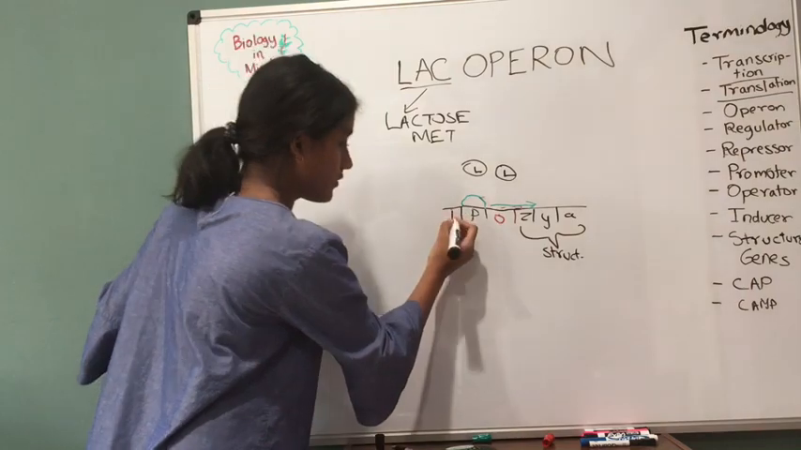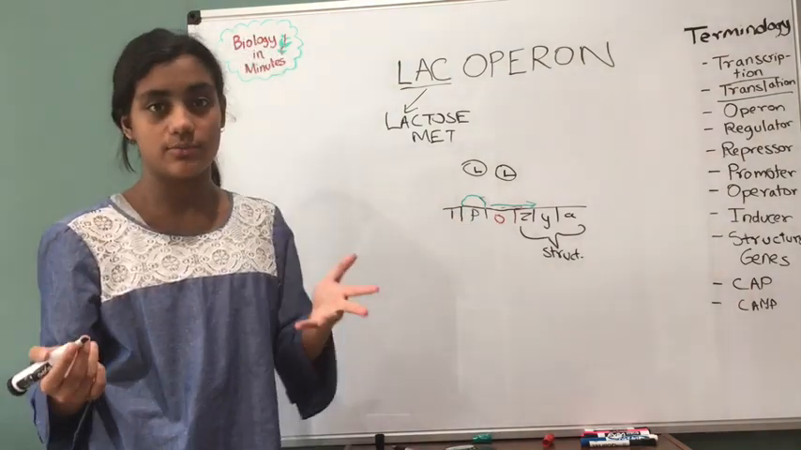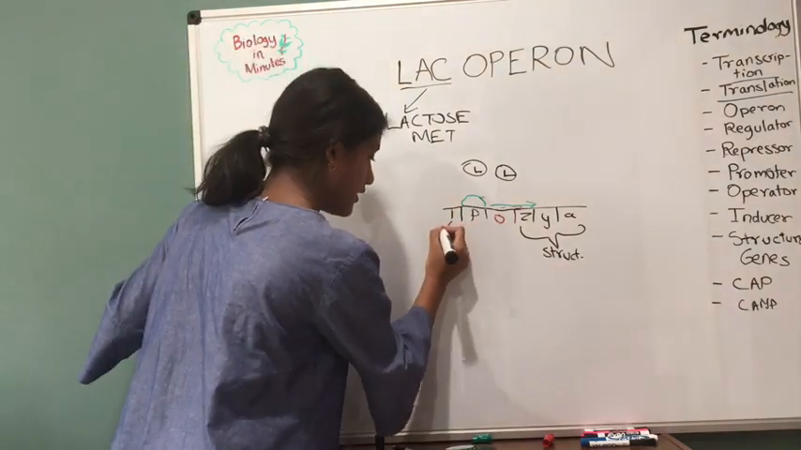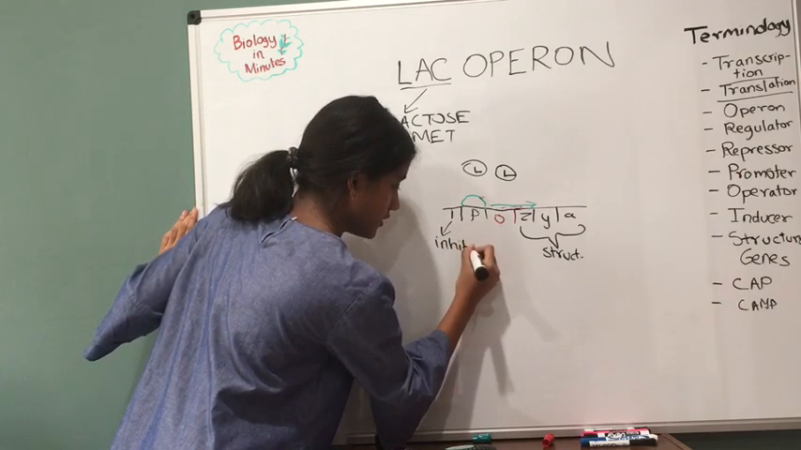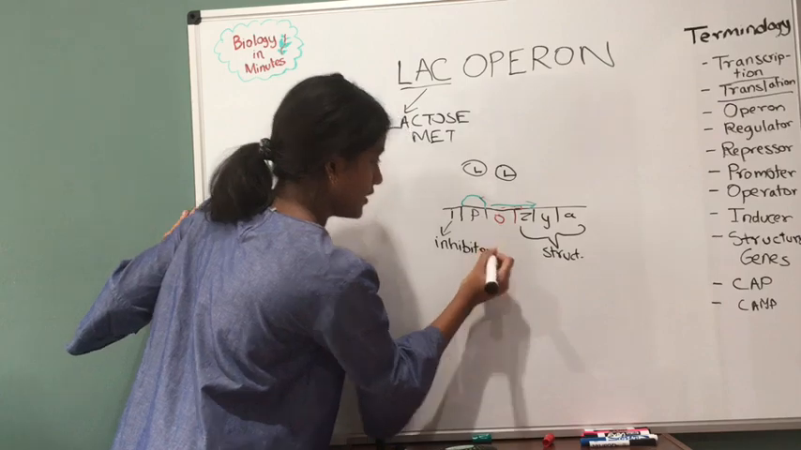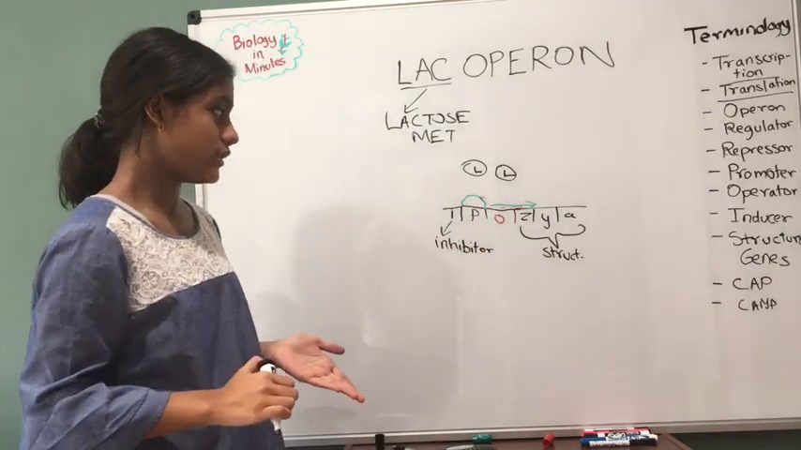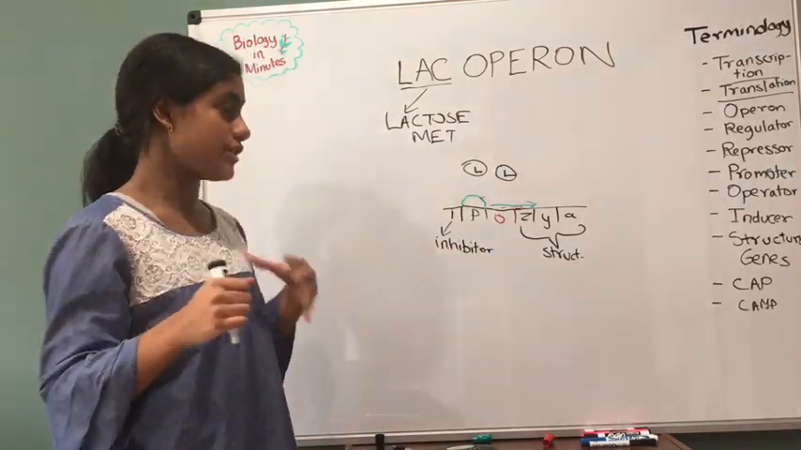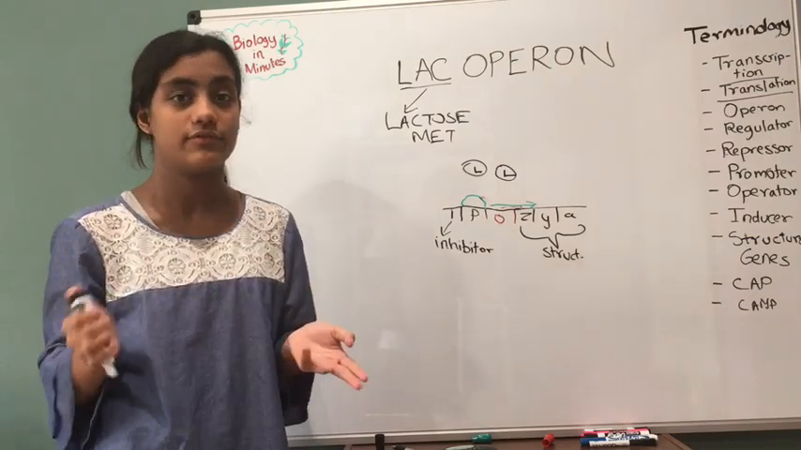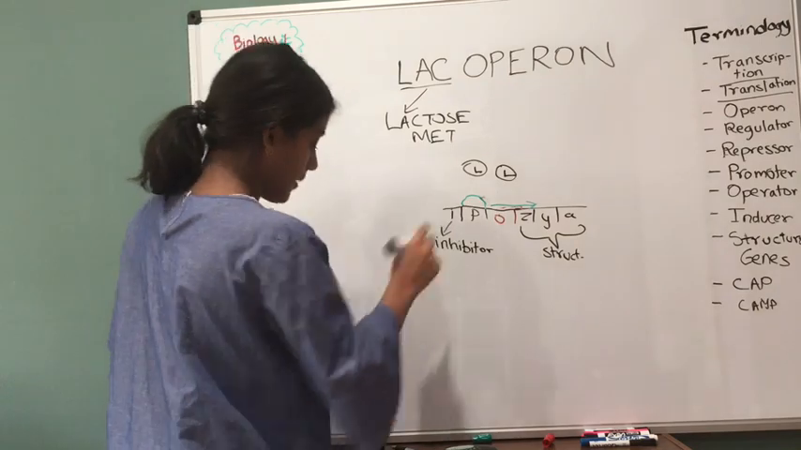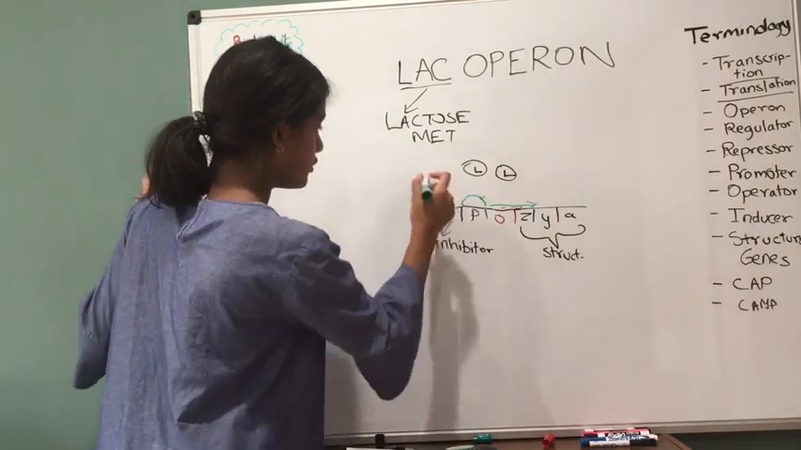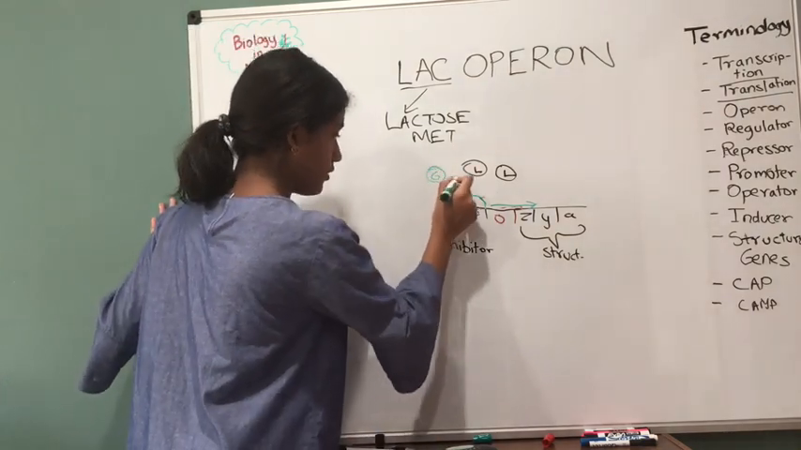Now, a way you can remember that I actually codes for the repressor is to think of it as inhibitor, because basically what the repressor does is that it inhibits the activity of RNA polymerase. Okay, so far we took into consideration what would happen if there was a concentration of lactose in the environment. Now, what would happen if there was lactose and glucose?